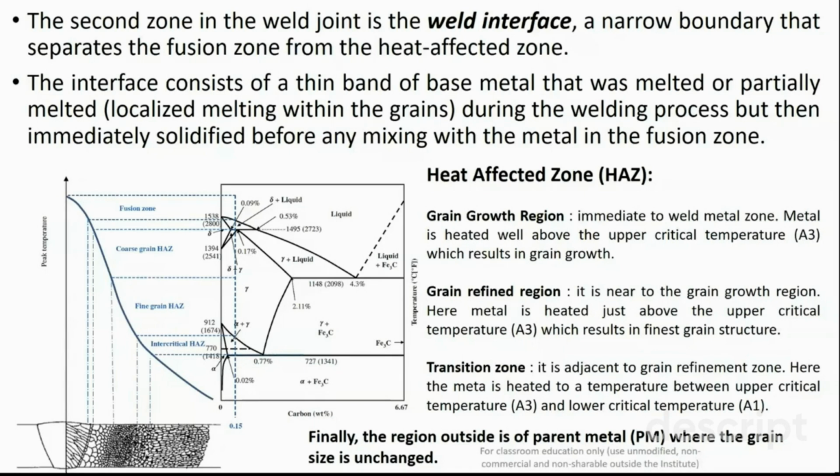The region outside this heat affected zone is your unaffected parent material, and here the grain size is unchanged and will be the same as it came in the procurement condition. Whatever initial treatment happened on the base metal, the grains are not going to change, because here the heat has not reached and has not changed the grain size of the base metal. So this is the whole interaction of the base metal to be joined with the heat.